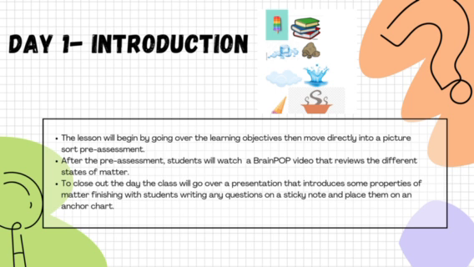So to start our unit off on day 1, we are going to start out by saying our learning objectives to the students and then move directly into a picture sort as a pre-assessment. If you see the pictures on the slide, the students are going to sort those into a category that makes sense to them or how they would sort them. And then after the pre-assessment, students will watch a Brain Pop video that reviews the different states of matter and get a little introduction to that.